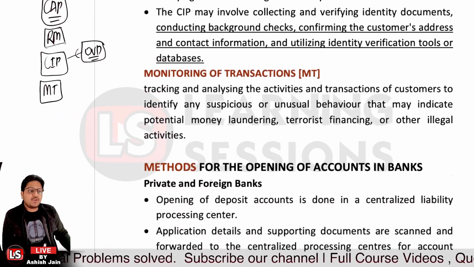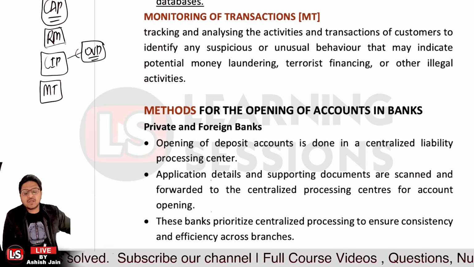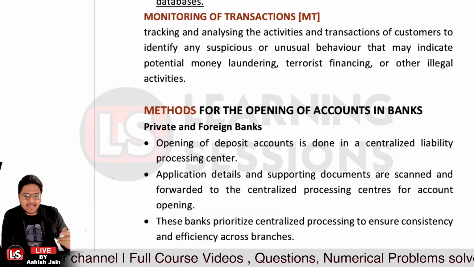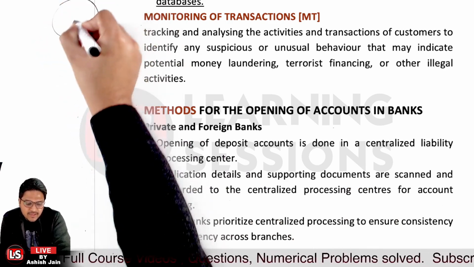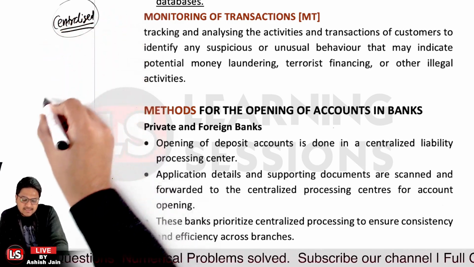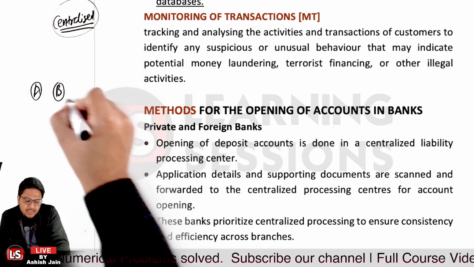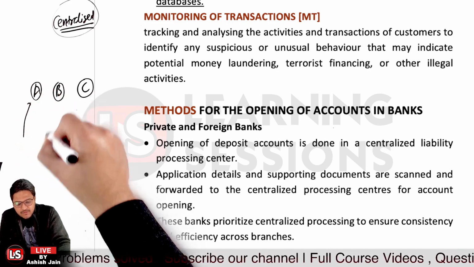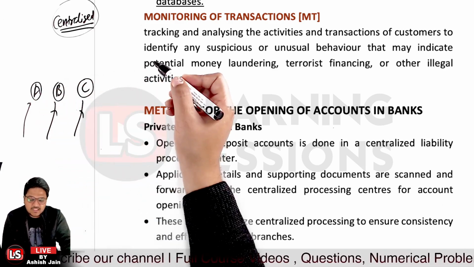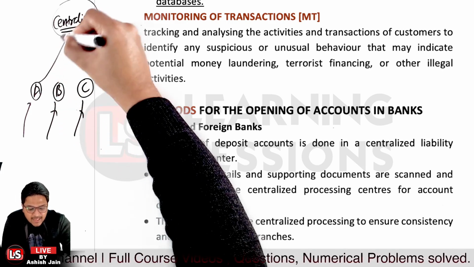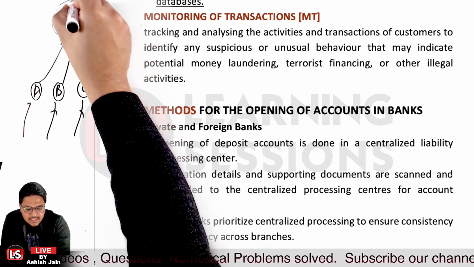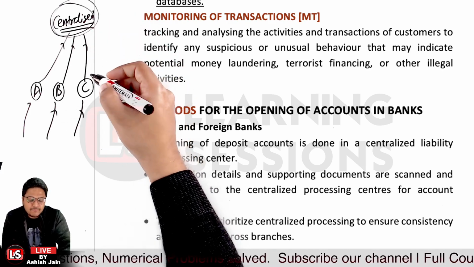Now after that, let's have a look at the methods for opening accounts in banks. First of all, it's related to private and foreign banks. They have a centralized system. In the centralized system, the same system is deployed vertically. Let's say there is a branch A, branch B, and C. Whenever customers visit the branch, the account opening form is signed by the employees of the respective branches from the customers, and they submit and navigate those forms to the centralized or vertical system, where each and every step is done and finally the account is opened.